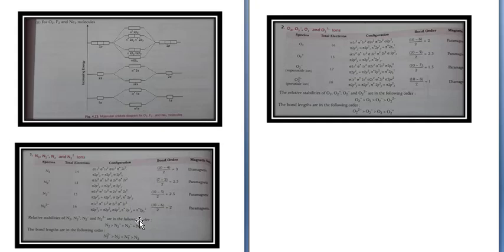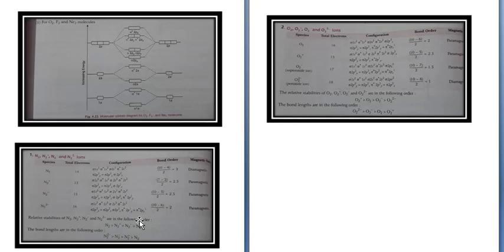So if unpaired electrons are present, the nature is paramagnetic. Relative stabilities of N2, N2 plus, N2 minus and N2 2 minus are in the following order. N2 is more stable than N2 plus, which is equal to N2 minus because both have the same bond order, and which is more stable than N2 2 minus. Bond length is in the opposite order. N2 2 minus has the greatest bond length, then N2 minus and N2 plus, and the least bond length is of N2.